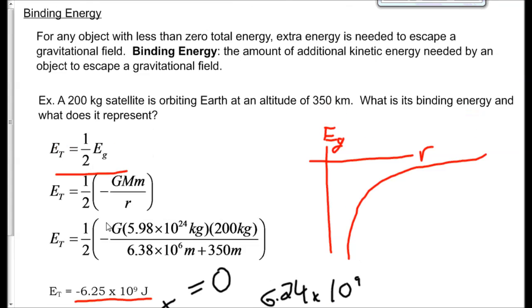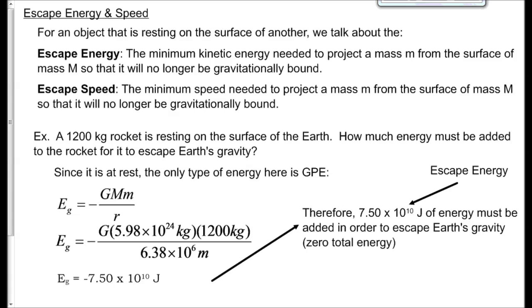Okay, so that's the idea of binding energy, and something related to that is escape energy and escape speed. The only difference between escape energy and binding energy is that for escape energy, we're limiting ourselves to something that is not moving. So how much kinetic energy do I have to add to something that's not moving? Or how much kinetic energy in total does something have to have in order to no longer be gravitationally bound?